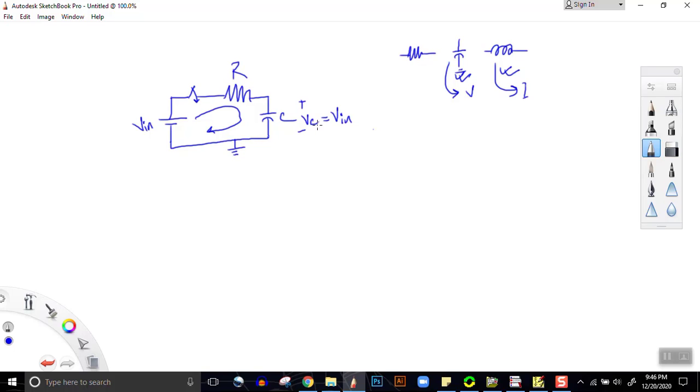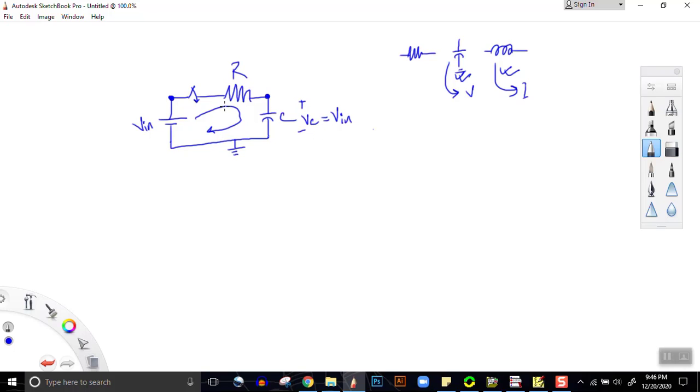Once the output voltage of the capacitor becomes equal to V in, then the circuit becomes open circuit, because at this node the voltage is V in, at this node as well the voltage is V in. So no current flows through the circuit any longer. So this is how the charging phenomenon takes place. Now this storing of charge, or this change in voltage Vc to V in, does not occur instantaneously.